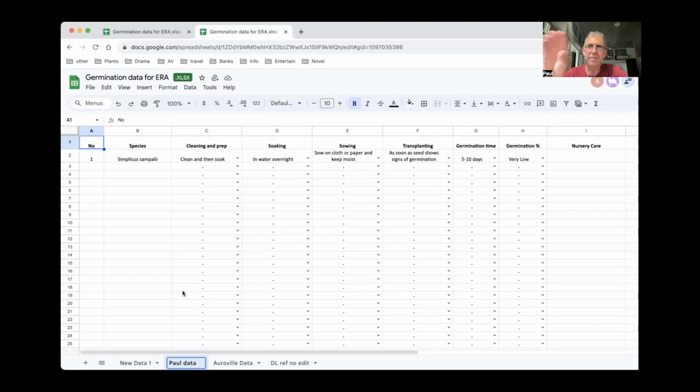We can create a map of the different locations for other people to see, because then eventually you can home in on the germination techniques that are more applicable for your area, perhaps. So that's very good, Arjun. Yes, I'll just add a column for that in the starting sheet.